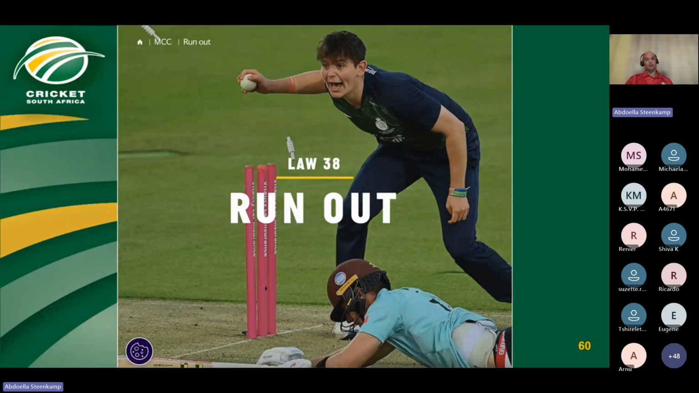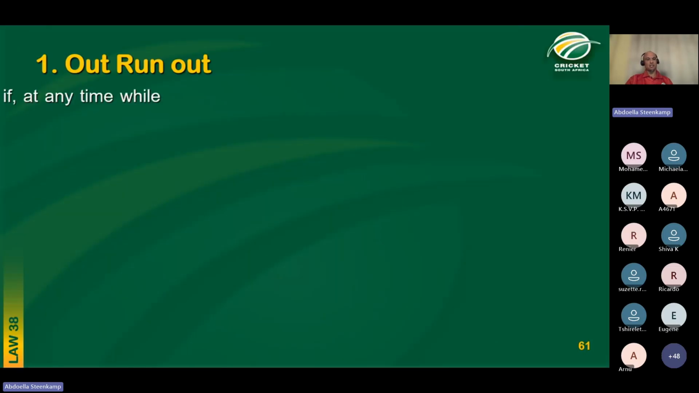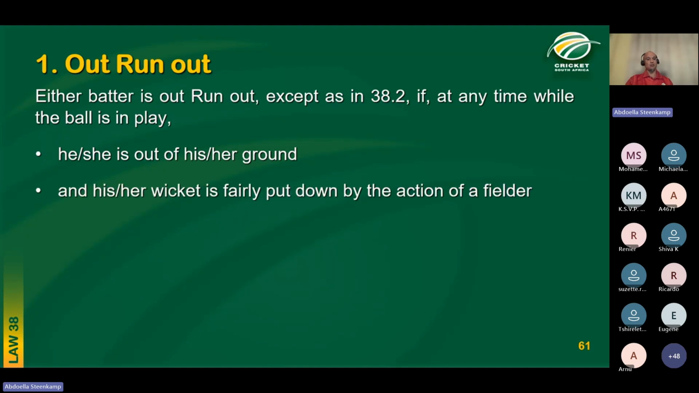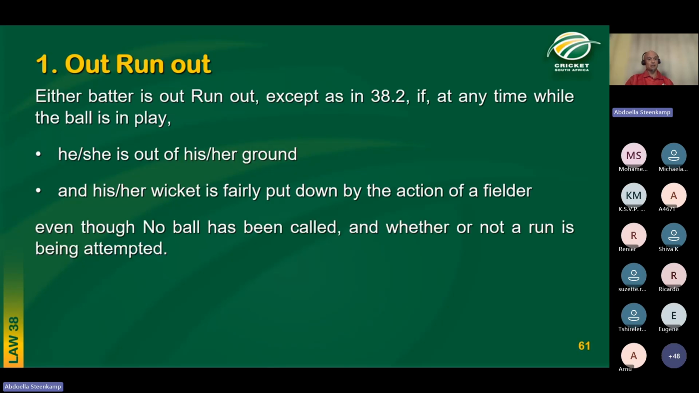The penultimate law that I'm covering this evening before handing over to Tom is run out. Two subsections. Firstly, how to be out run out. Either batter is out run out if either batter is not within their ground and the wicket is fairly put down by a fielder, even though no ball has been called, and whether or not a run has been attempted. That is how you can be dismissed run out.